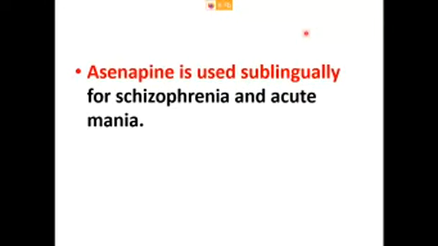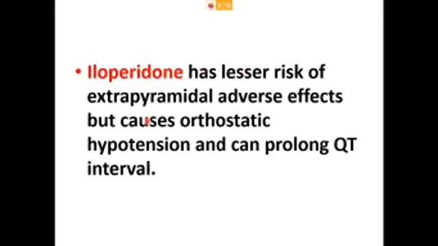Asenapine is the only psychiatric drug which is given sublingually. So name the antipsychotic drug which is given sublingually. That is asenapine. Okay, asenapine is used sublingually for schizophrenia, and it is also indicated for acute mania.